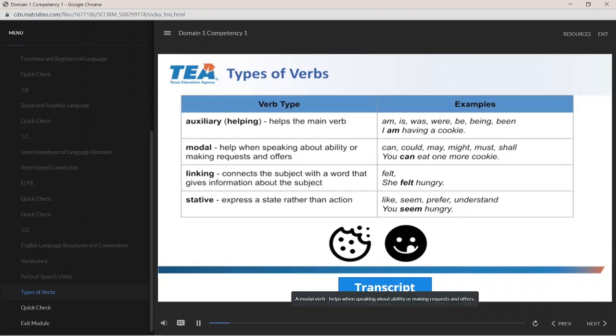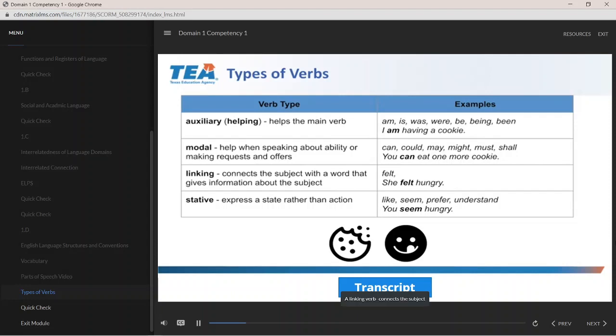A modal verb helps when speaking about ability or making requests and offers. The verbs can, could, may, might, must, shall are all modal. As in the sentence, you can eat one more cookie. Can is the modal verb.